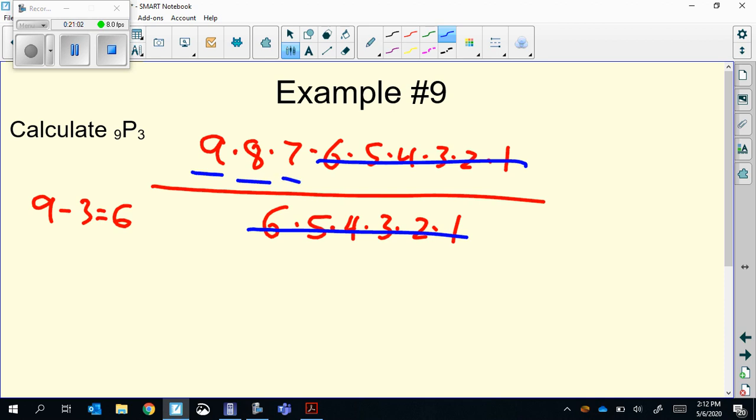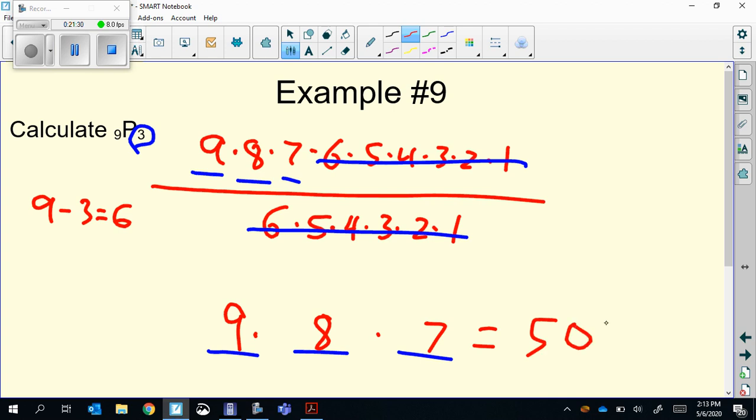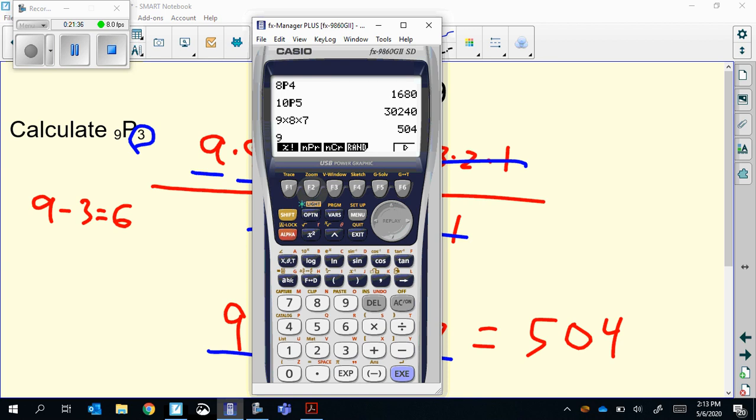So when I do permutations, I don't actually use the formula. I instead say that 3 tells me to put 3 blanks, and then I just start counting from 9. 9, 8, 7. That's all you're multiplying. 9 times 8 times 7. It's 504. And then again, that should have been 9P3. We can check that. 9P3, 504.